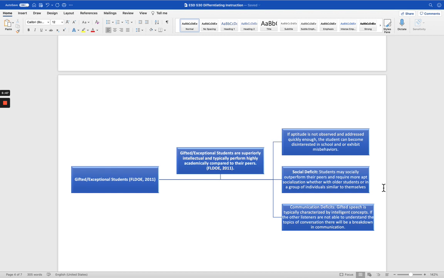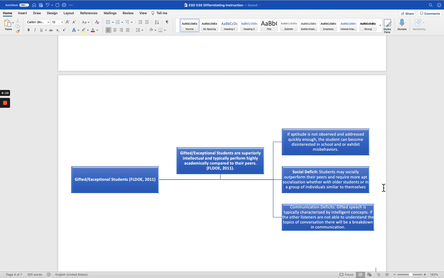Lastly, we have the gifted exceptional student category, and we know that gifted students typically perform very superiorly, academically speaking, compared to their peers. If aptitude is not observed and addressed quickly enough, the student can become disinterested in school and exhibit misbehaviors.